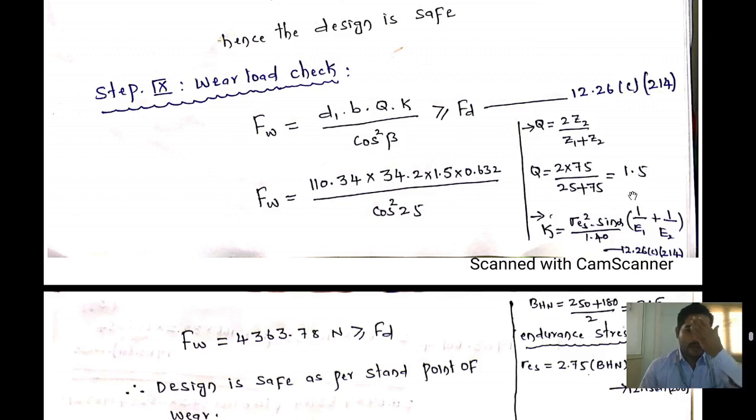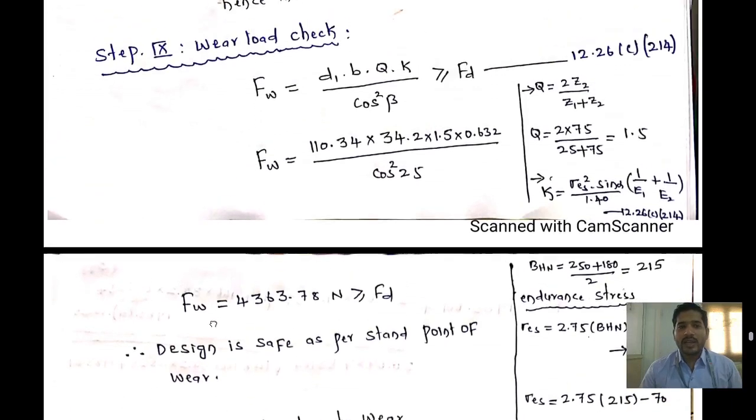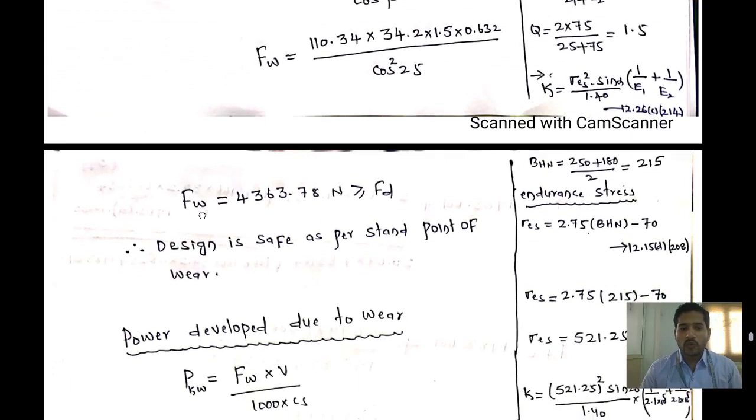Then D1 is 110.34, into B, the face width, 34.21, into Q, 1.5, into K, whose value you can easily find, 0.632, divided by cos square beta, where beta is 25 degrees. After dividing the whole value with the help of the calculator, you will get the wear load as 4363.78 Newton. It should be greater than the dynamic force, so we can say that our design is safe.